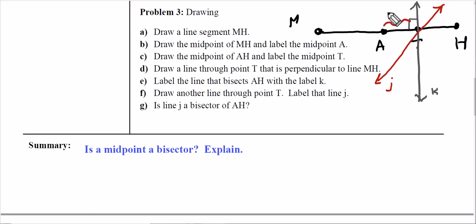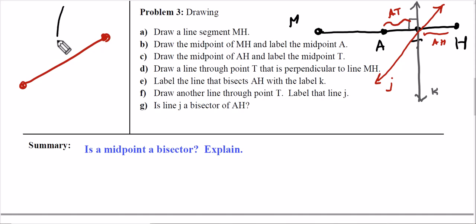Well, I do have this right here. I have AT. And then I have this right here, TH. And they are equal. So a bisector doesn't have to be perfectly straight, perpendicular down the middle. It is going through the middle, but it doesn't have to be at a perfect angle.